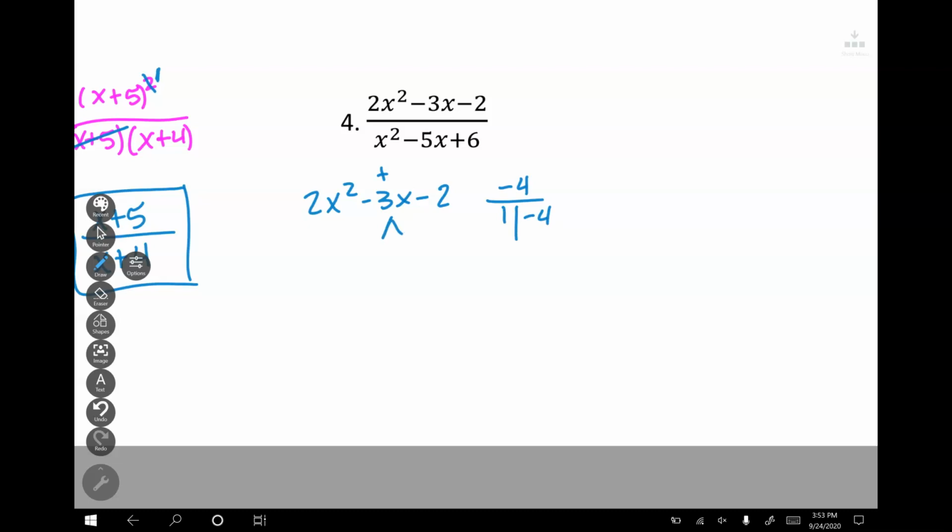So you will split this middle one up. So I get 2x squared plus x minus 4x minus 2. And now we'll factor by grouping. Group the first two, group the last two. Factor out the GCF for each group.